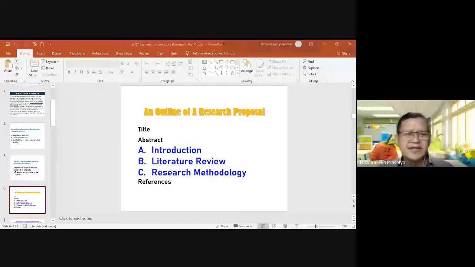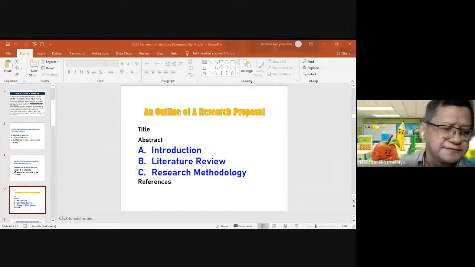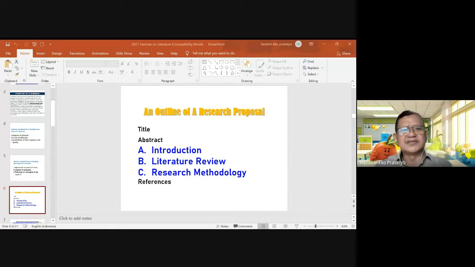Okay. Last week I talked about how to develop a topic. What are the criteria for the topic? And today we are going to continue our discussion by talking about what you are going to write for your seminar. And since this seminar is called proposal seminar, then what you are going to write is a research proposal.